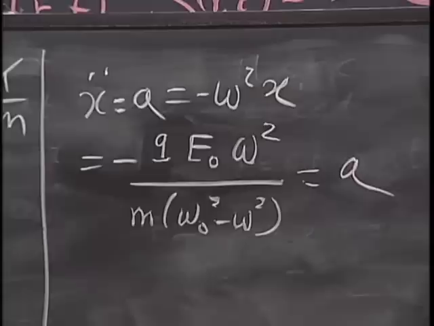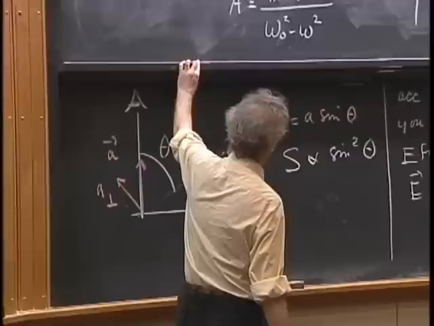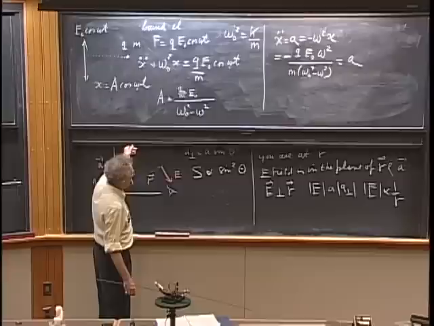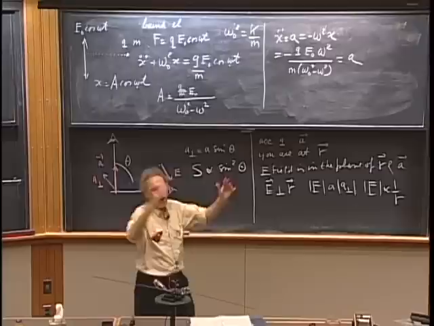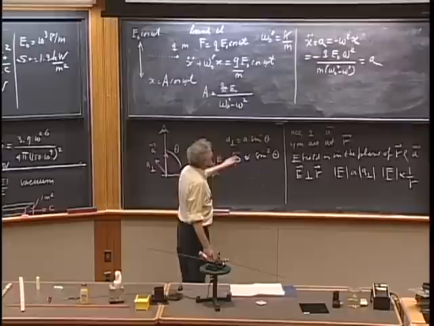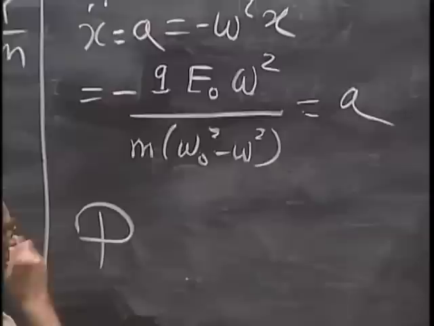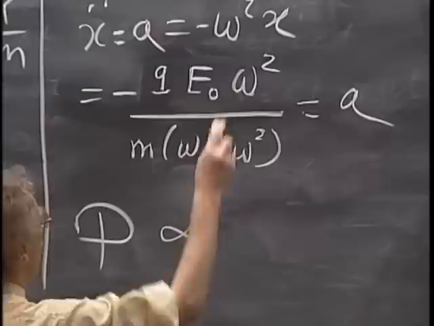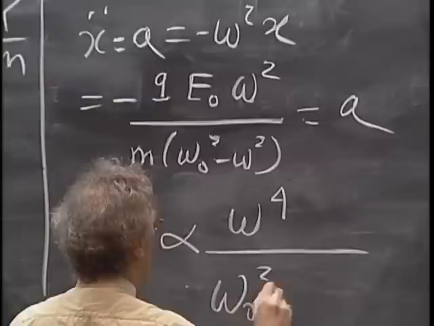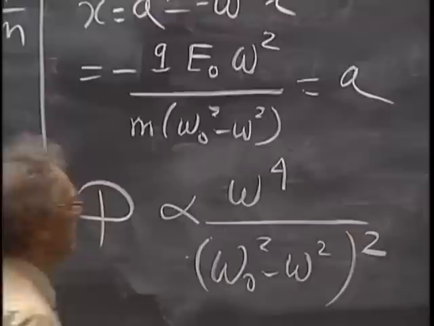But now I know how much power goes into that field. So the total power that is radiated is proportional to A squared. I hope you remember that. I erased the wrong part of the blackboard. And so the A squared is what I really want to know. And so the power that is radiated by that shaking electron is proportional, forget all the constants, omega to the fourth divided by omega zero squared minus omega squared squared. Forget all the rest, it is constant.